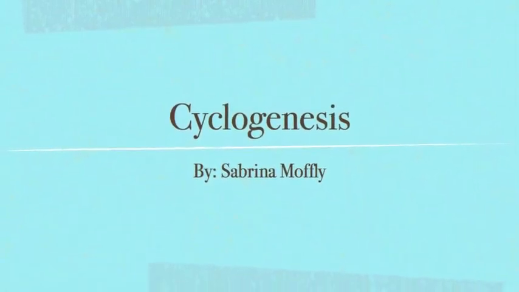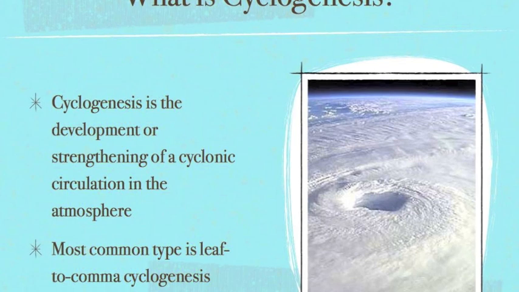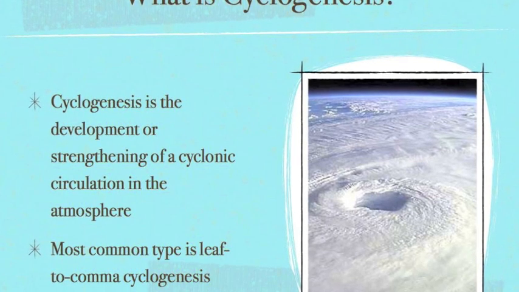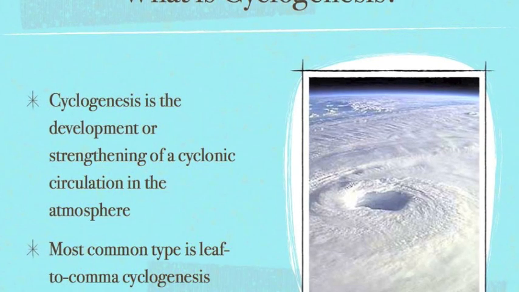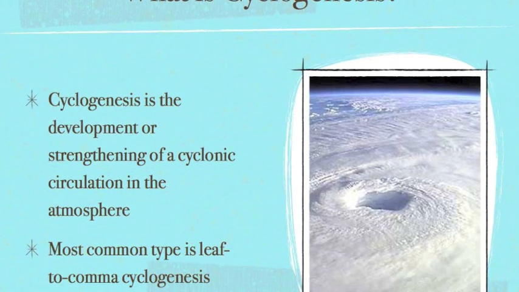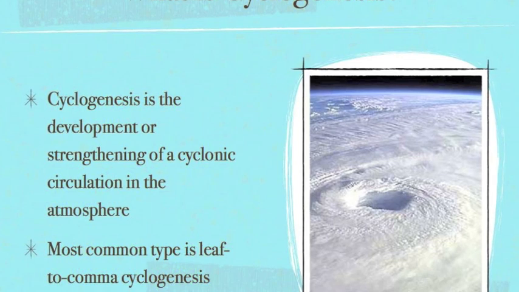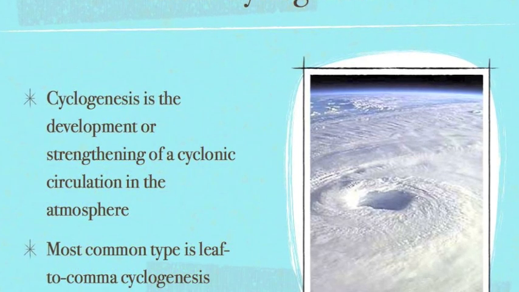What is cyclogenesis? Cyclogenesis is the development or strengthening of a cyclonic circulation in the atmosphere. A cyclone is an atmospheric system categorized by the rapid inward circulation of air masses around a low pressure center, usually accompanied by stormy, often destructive weather.